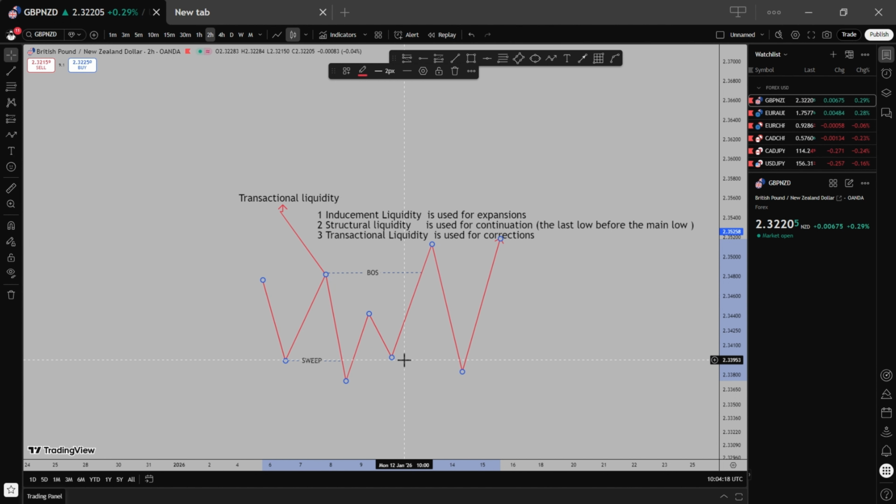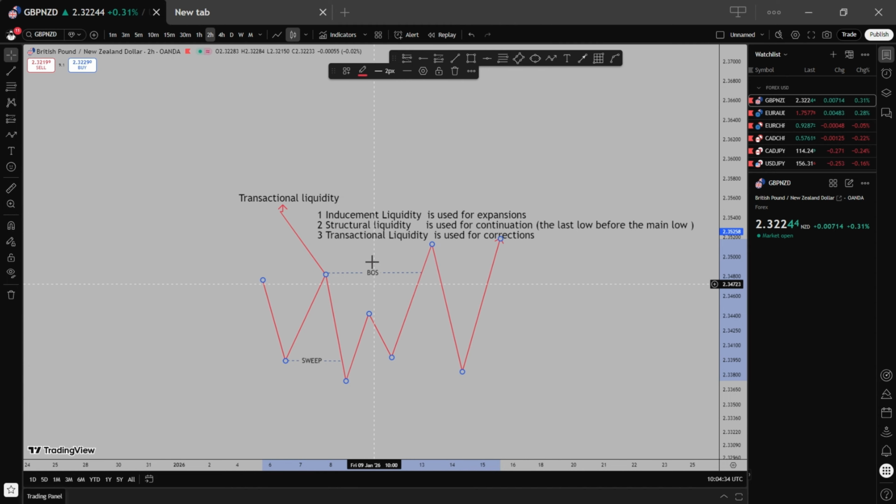So the price takes out this transactional liquidity right here, and it's not considered a transactional liquidity till you actually see price take it out. So the price takes it out, then you can start expecting reversals and corrections.